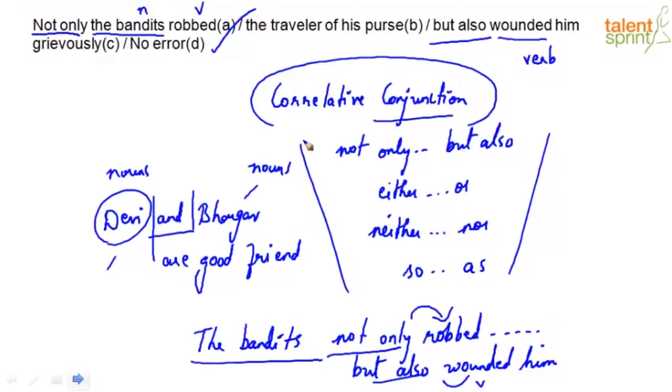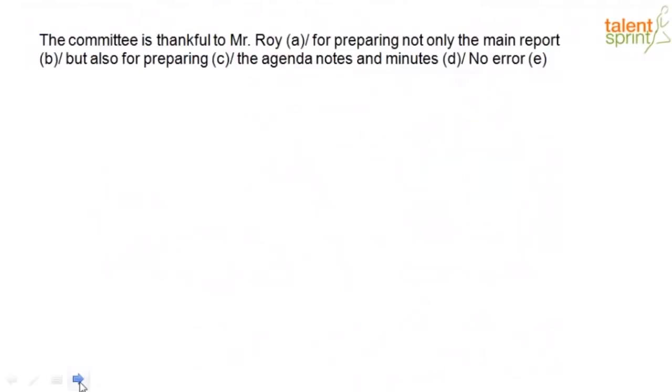Let's look at one more example with correlative conjunctions just so you understand what I'm saying. I'm hoping so far you've followed. Take a look at this. The committee is thankful to Mr. Roy for preparing not only the main report, but also for preparing the agenda notes and minutes. Same concept, we are saying not only, but also.